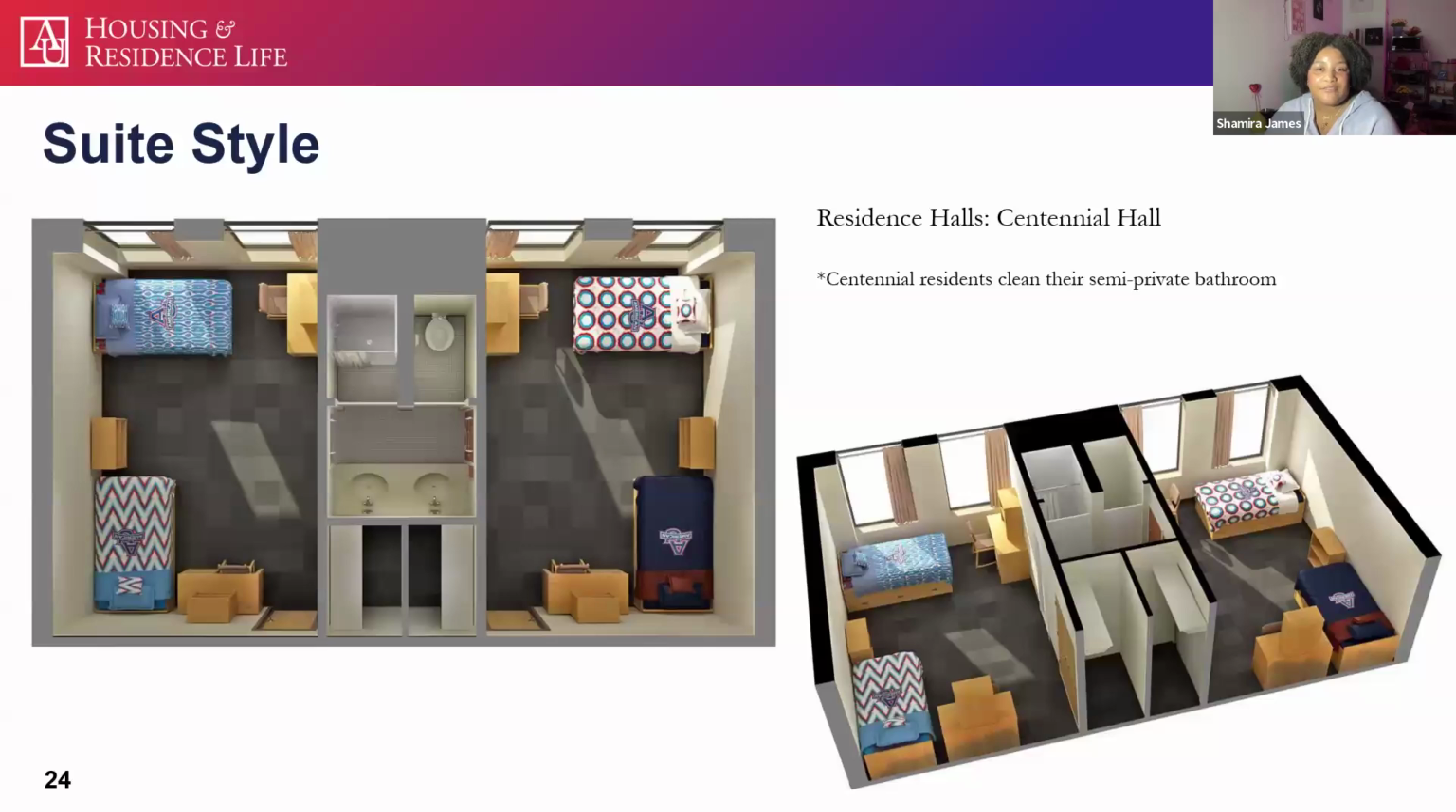And then the other option that is available in Centennial Hall, this is our suite style option. So kind of the same concept, you'll get 2 sets of furniture per each roommate. The only difference is that this room is connected by a bathroom that is shared by both sides of the suite. So it has double sinks and then a toilet and a shower. And then within the rooms themselves, you'll get a desk, a chair, a bookshelf, and instead of a wardrobe, I do believe there's just a closet in the room.